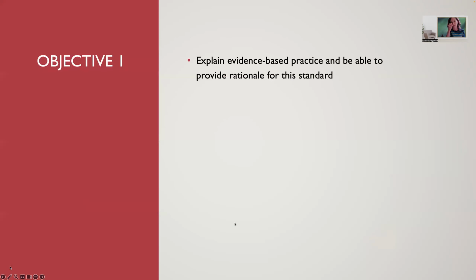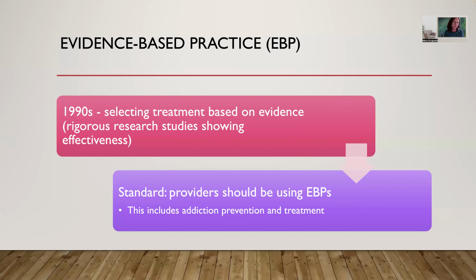Okay, well, objective number one, explain evidence-based practice and be able to provide a rationale for the standard. Well, evidence-based practice was a term that came up in the 1990s. And the idea was that all these people were doing addiction treatments, and the treatments varied quite widely. And the question was, are these effective? Which ones are effective? Which ones are not? And how can you, as a consumer, going out to seek addiction treatment for yourself or for a family member, even know what to choose, right? Without studying the scientific literature yourself.